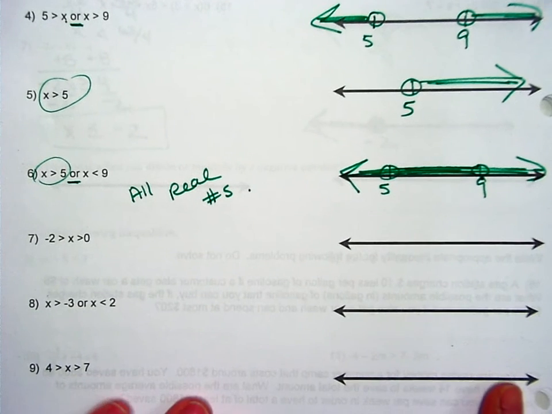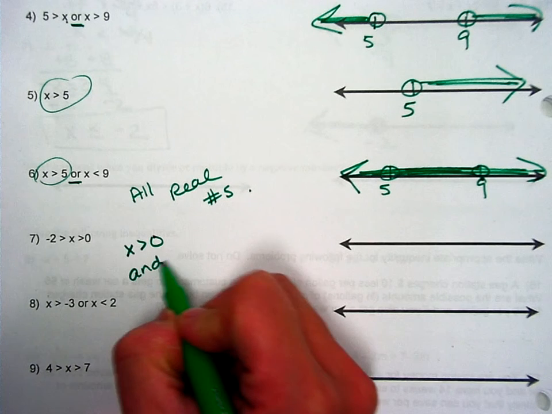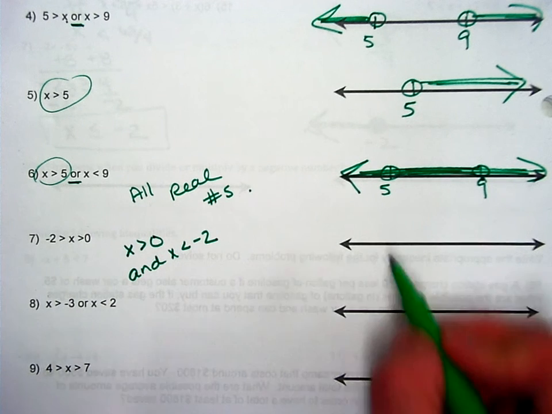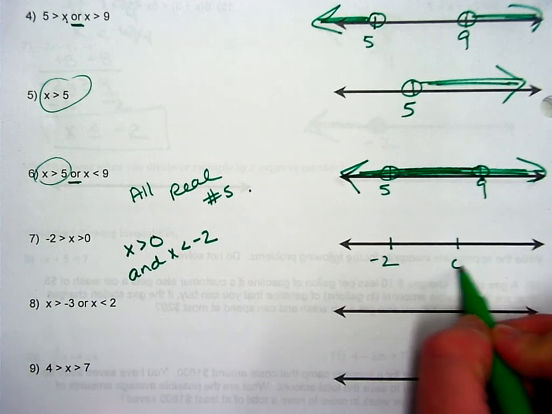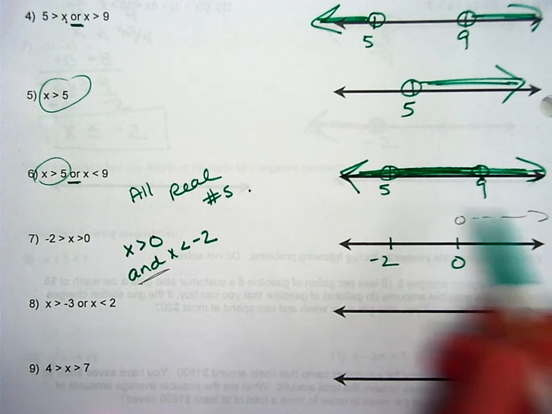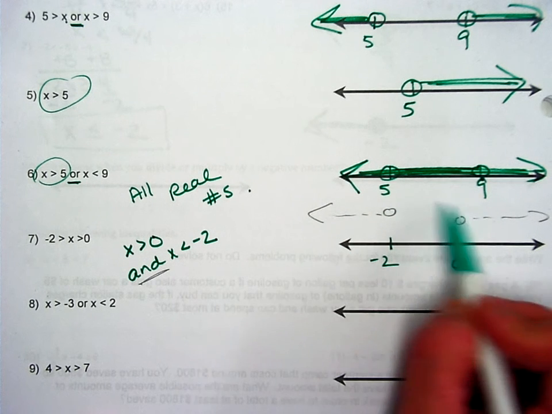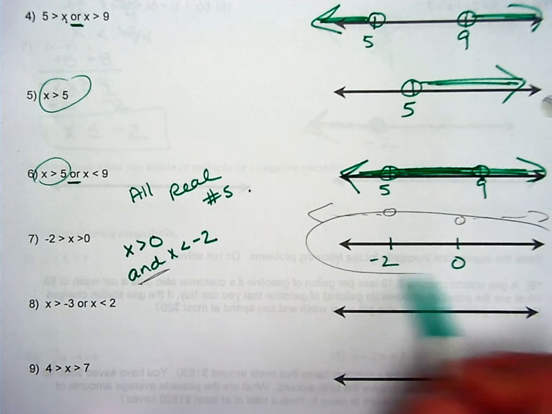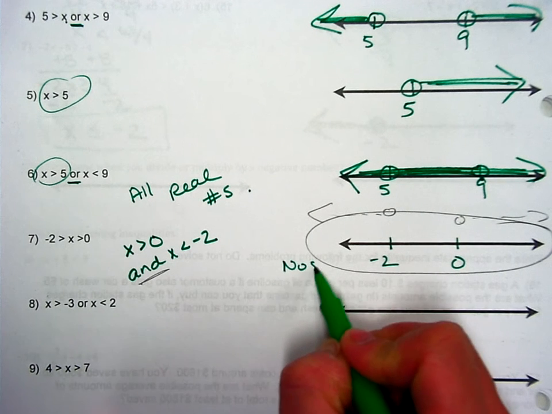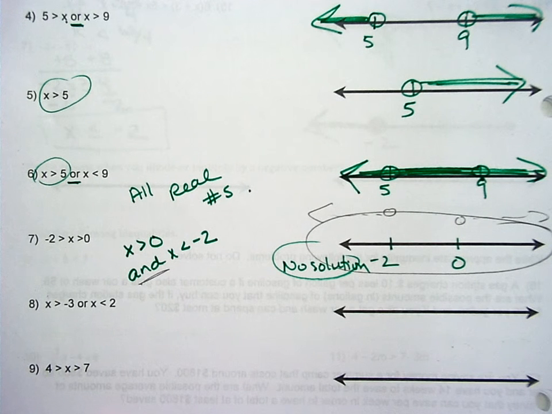Okay, number 7, when I see x in the middle, this is the same as x greater than 0 and x is less than -2. Again, if you don't need to rewrite it, that's fine, but this may help some of you. So -2, 0. It's an and statement, so I'm going to do it at the top. Greater than 0 goes this way, less than -2 goes this way. Do you see nowhere do the two lines intersect? So your final answer is going to be nothing shaded on the number line. Your final answer is really no solution. There is no number that's bigger than 0 and less than -2 at the same time.